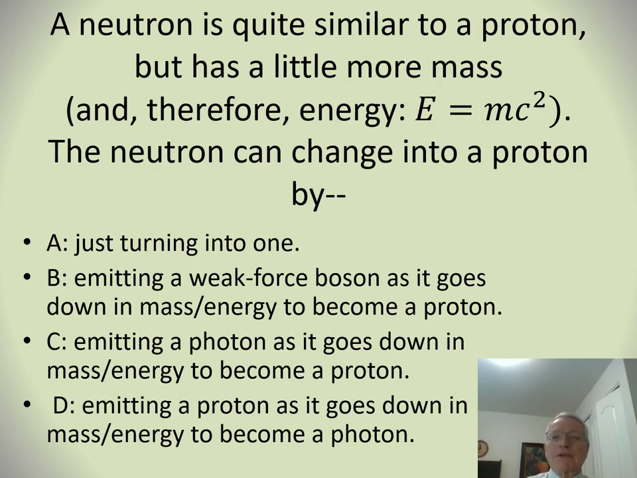A neutron is quite similar to a proton, but it has a little more mass. I don't know if you noticed that on that slide where the masses were, but the neutron is a little heavier than the proton. Well, if energy is mc squared, that means that the neutron is in a state of higher energy than the proton. And you read about this. The neutron can actually change into a proton by doing what? By analogy with what electrons in high energy states do. The answer is it emits a weak force boson as it goes down in mass/energy to become a proton. And that actually happens.